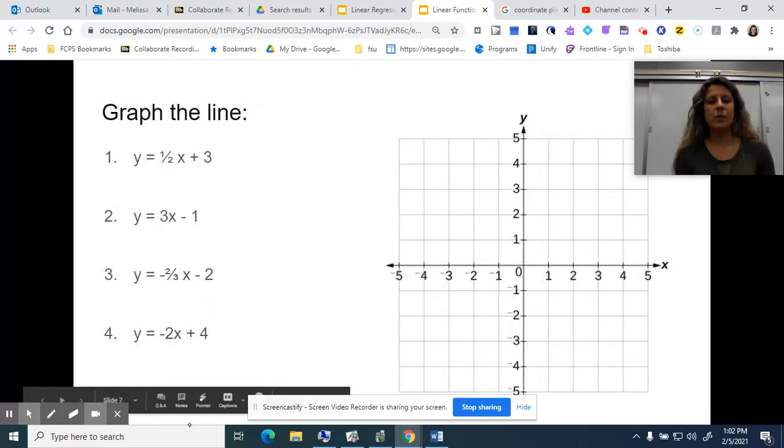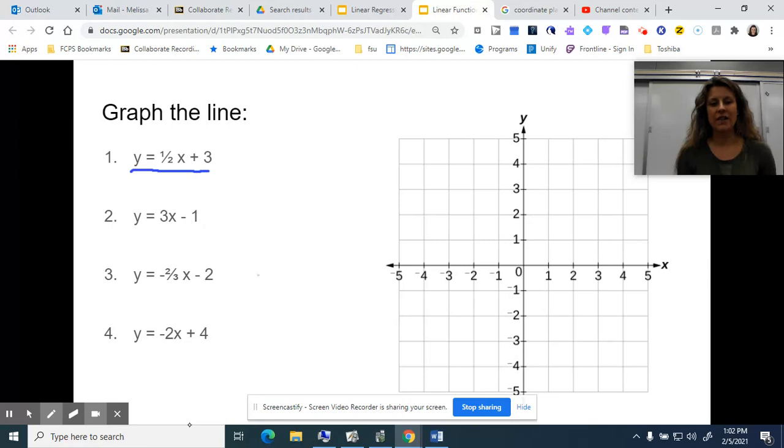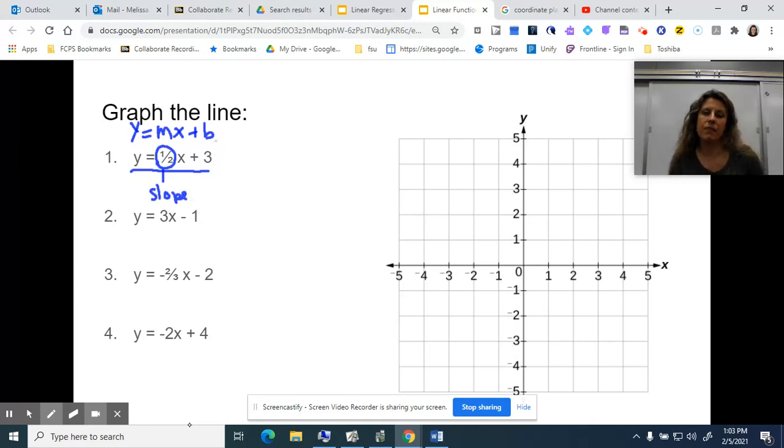Okay, so the first one I'll put in blue. I might graph 2 of them in different colors and then erase to do the next 2, just so it doesn't get too busy on this coordinate system. So if we take a look at this equation, y equals mx plus b, we can pick out what is the slope and what is the y-intercept. The value that's in the m spot is the slope. So this is telling me the slope is 1/2. And the value that's in the b position, that is the y-intercept.